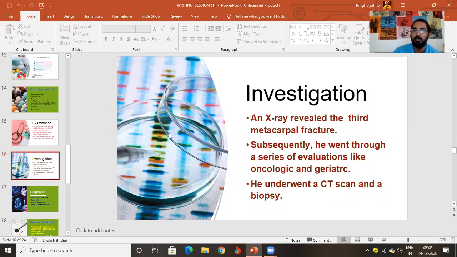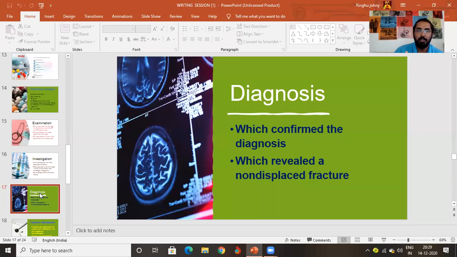It can be anything. So that's where it's like a story. You presenting complaints, then comes the examination, then comes the investigation. After investigation, diagnosis. So you did an x-ray which confirmed metacarpal fracture, or which revealed a non-displaced fracture. അല്ലെങ്കിൽ വെൻ ഇറ്റ് കംസ് ടു കോവിഡ് തിങ്, ഇറ്റ് അഗെയിൻ യു സേ ദ എക്സ്റേ റിപ്പോർട്ട് ഷോഡ് ലോബർ ന്യൂമോണിയ ആൻഡ് ദ നേസൽ സ്വാബ് കെയിം ഔട്ട് ആസ് പോസിറ്റീവ് വിച്ച് കൺഫേംഡ് ദ ഡയഗ്നോസിസ് ആസ് COVID-19. So that's the diagnosis part.